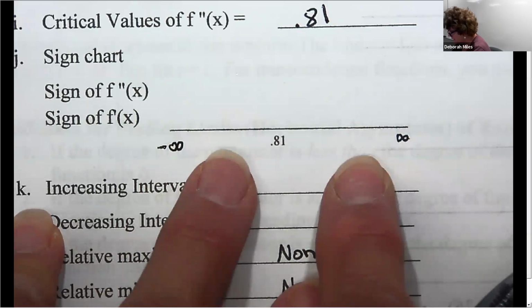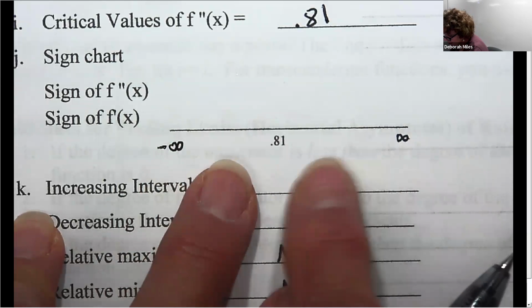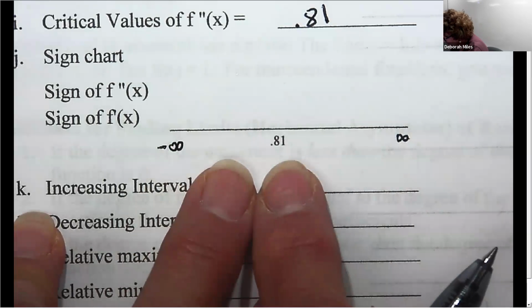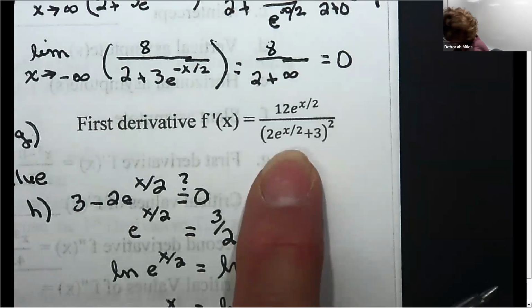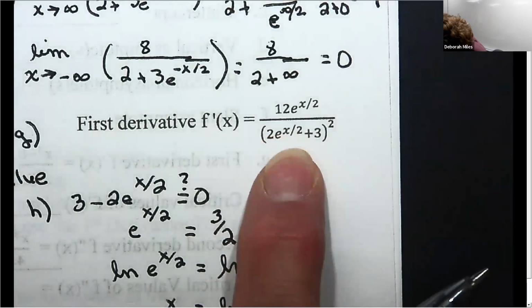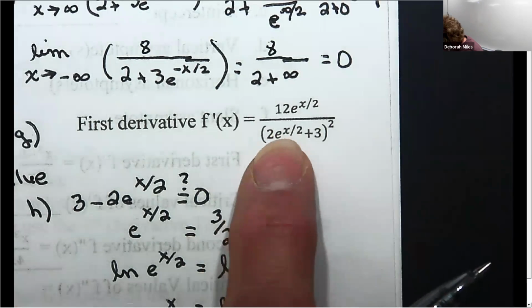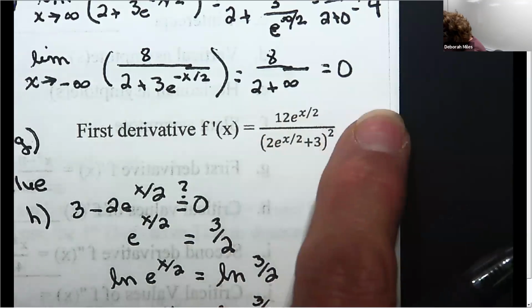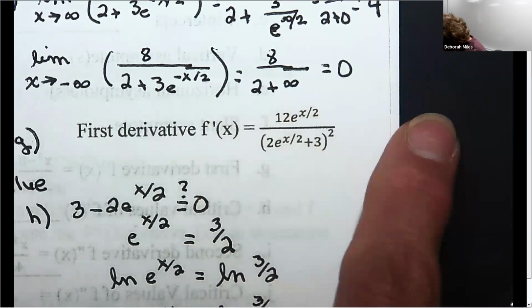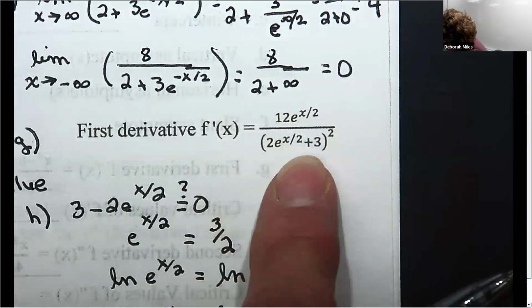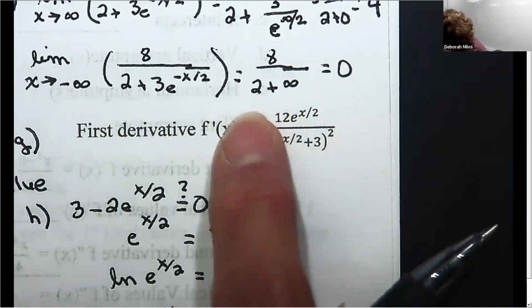So we only need 2 test points. Your favorite number less than 0.81? Yeah, try to make this easy. Let x be 0 in the first derivative. Here is the first derivative. Can you see what that would be if x were 0? E to the x over 2 would be 1. So 12 times 1 is 12. Denominator: 2 plus 3 is 5. 5 squared is 25. So 12/25.